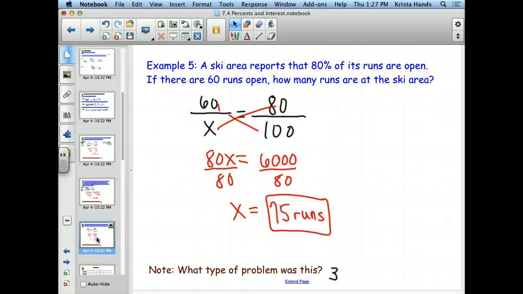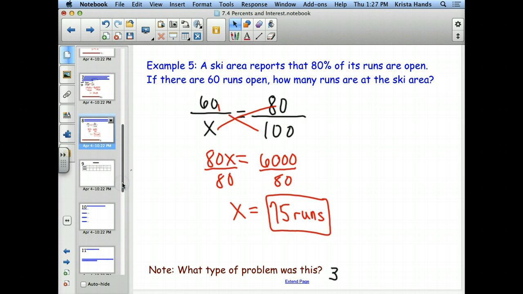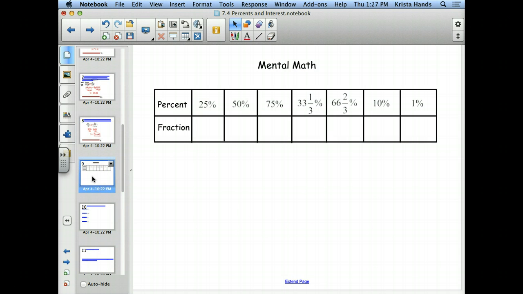All right, I want to talk about a couple other things in this section. The next one is mental math. You guys use mental math a lot. Sometimes you use mental math to estimate, and sometimes you use it to find exact values. So we're going to start talking a little bit about mental math, and I want us to look at these values here and what fraction they correspond to. Okay? So that's where we're going to start.